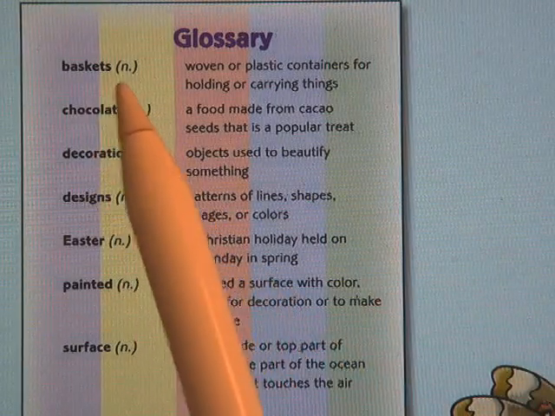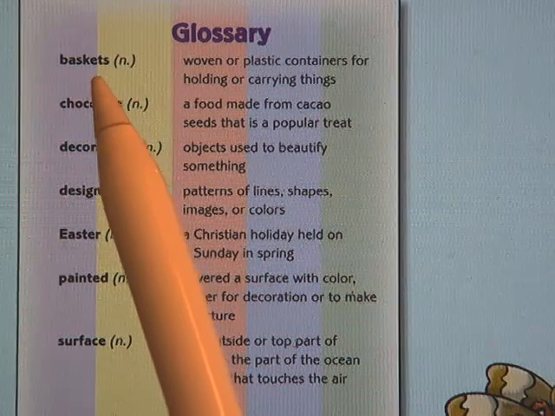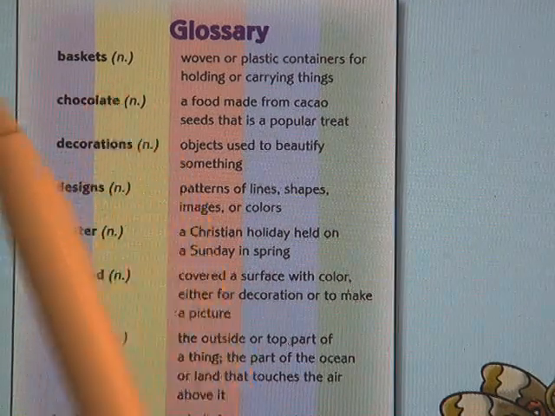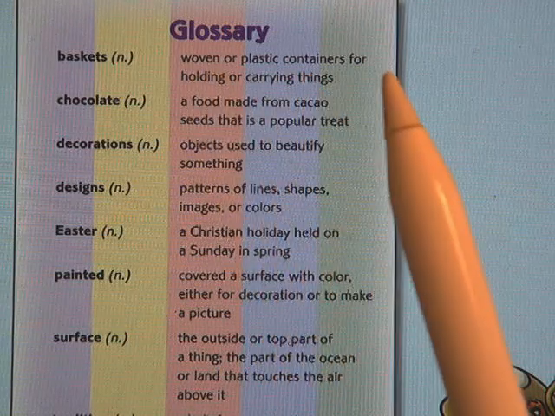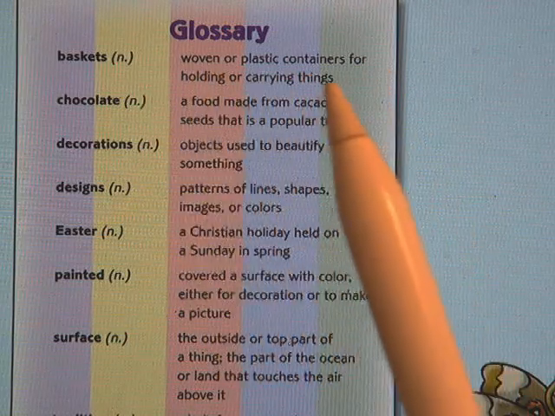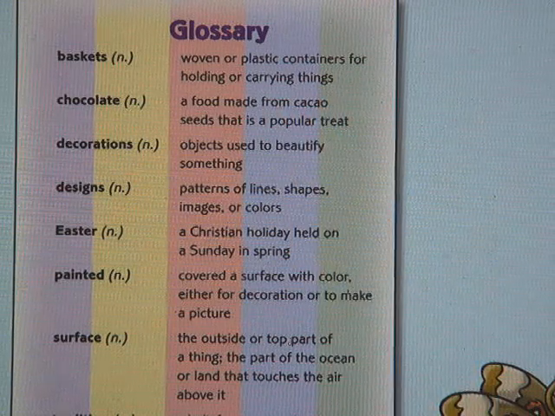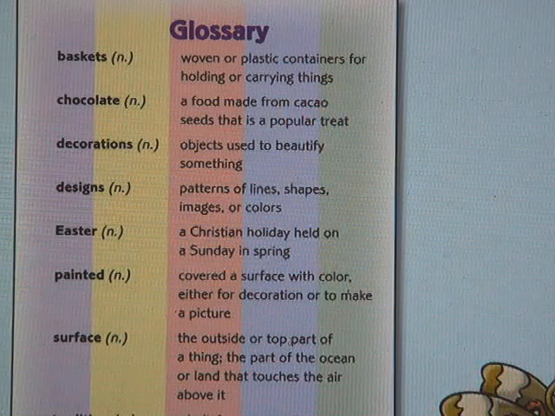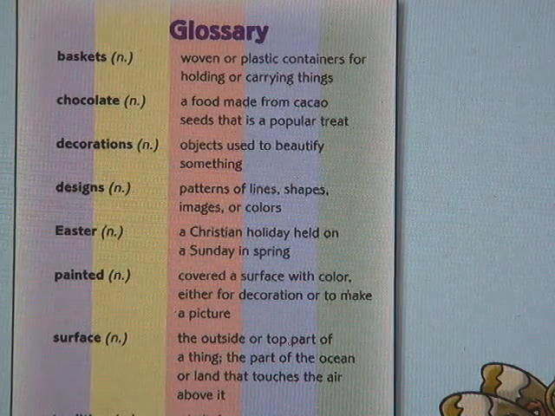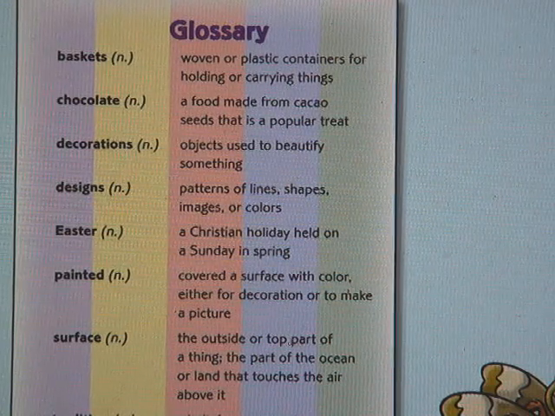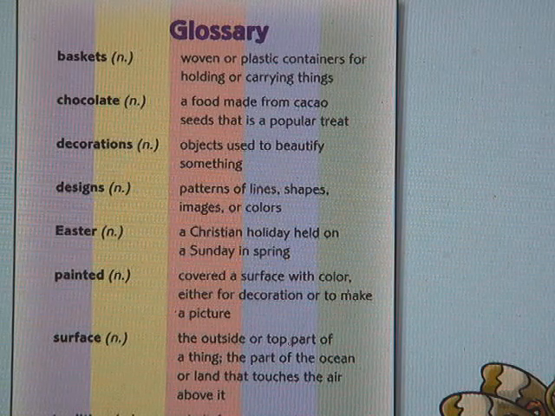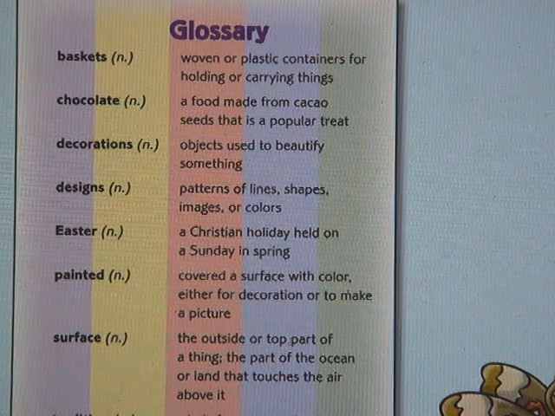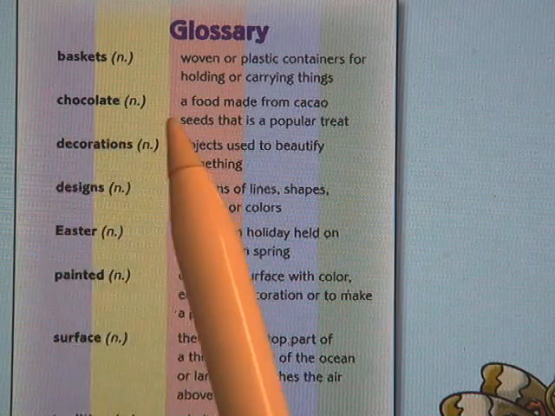All right, so let's start here. Baskets, and it's a noun. And we know that a noun is a what? That's right. It's a person, a place, or a thing. Say baskets. Woven or plastic containers for holding or carrying things. Say baskets. Think of a sentence using the word baskets. I'm going to say one. The Easter baskets were full of eggs after the Easter egg hunt. You come up with your own sentence using the word baskets.